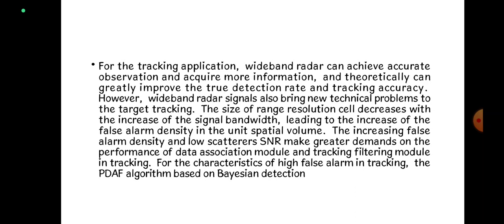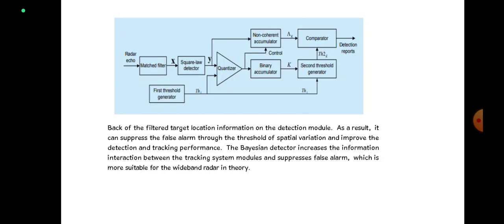For the characteristics of high false alarms in tracking, the algorithm is based on the track-before-detect approach, using the filtered target location information in the detection model. As a result, it can suppress the false alarms through a threshold of spatial variation and improve the detection and tracking performance.